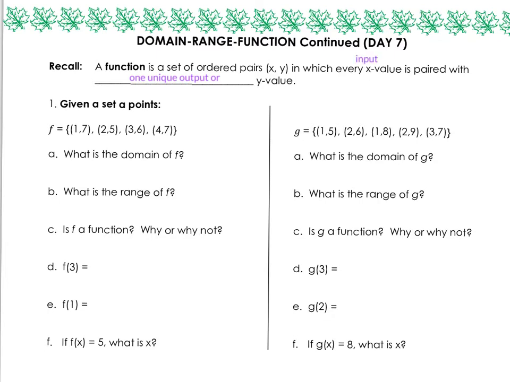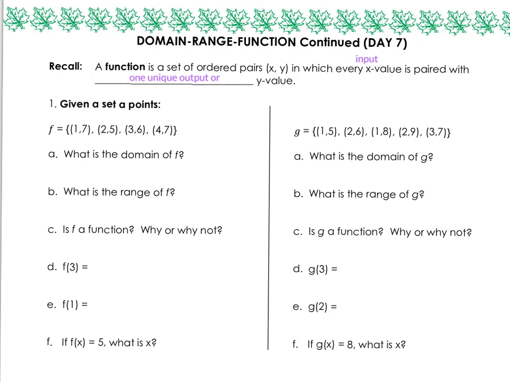And we talked about in class how we always want to talk about inputs and outputs when we talk about functions and defining if it is or is not a function. We talked about if they were functions based on graphs. Now we're going to look at a set of points. So in this first example, I have the points (1, 7), (2, 5), (3, 6), and (4, 7).